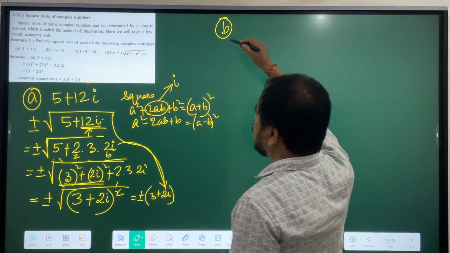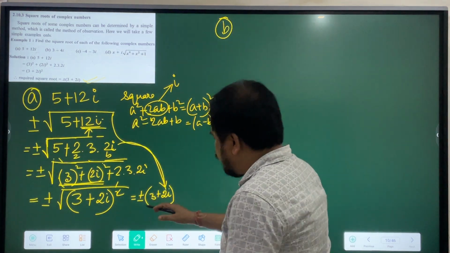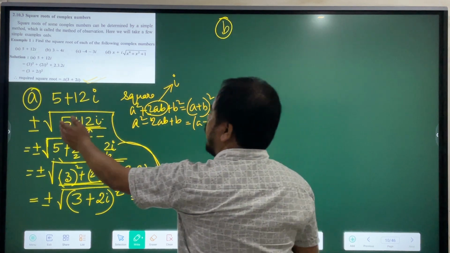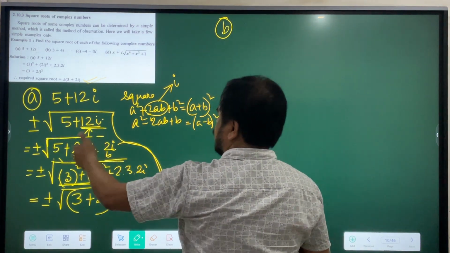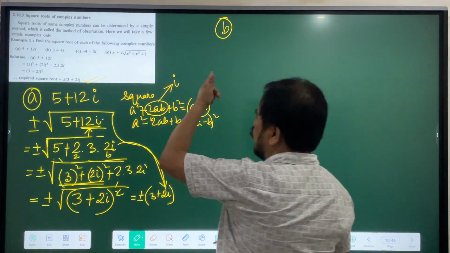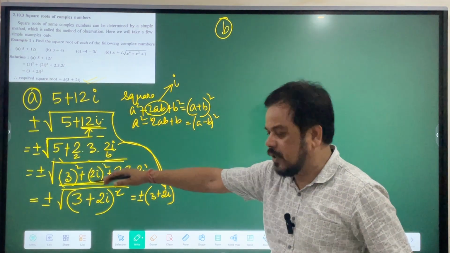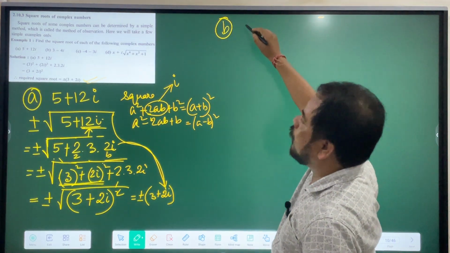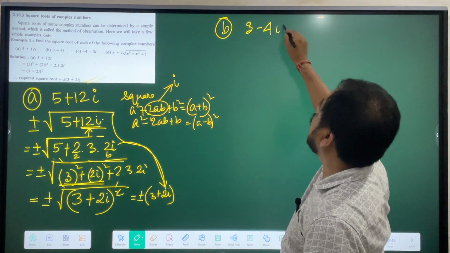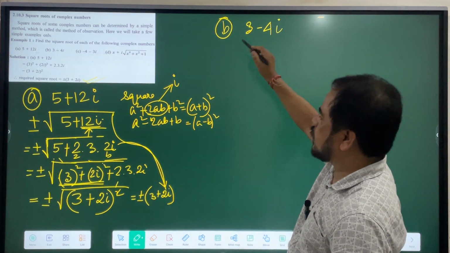Number B. Let us write it down without putting the square root. At last we can put it, no problem. No need to put the square root every time. At last you can write it. I will show you now this one without putting the square root from the first. Let us do it. What is the question? 3 minus 4i. Now let us do it directly.